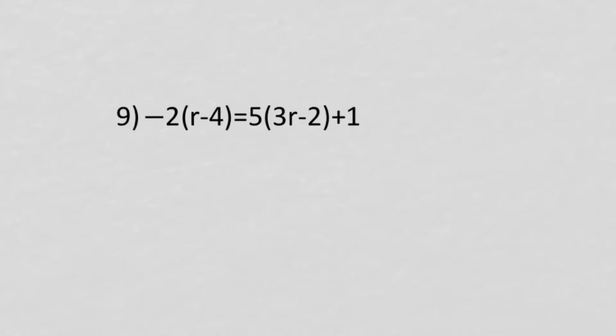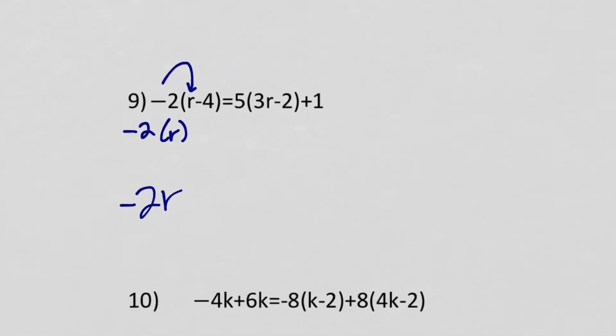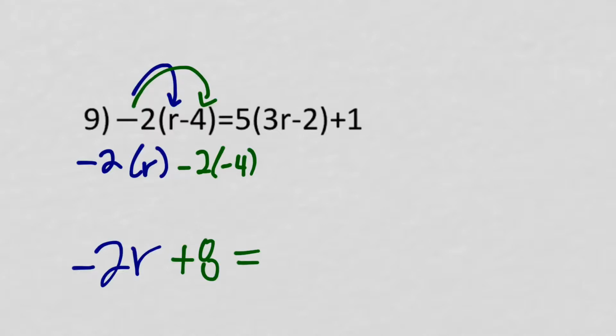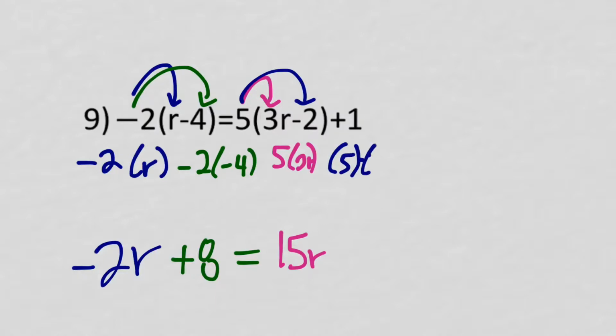Question 9, we're required to use distributive property. So negative 2 times r is negative 2r. Then negative 2 again times negative 4 is equal to positive 8, because a negative times a negative is a positive. 5 times 3r is equal to 15r. And 5 times negative 2 is equal to negative 10. Bring down the plus 1.